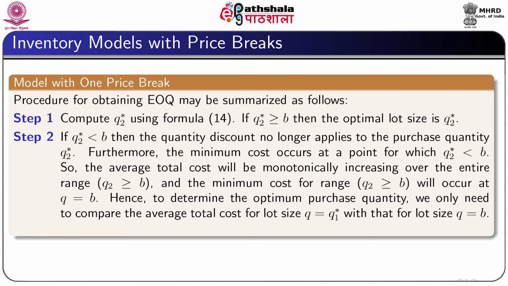Furthermore, the minimum cost occurs at a point for which Q2 star is less than B. So, the average total cost will be monotonically increasing over the entire price range, that is Q2 greater than or equal to B, and the minimum cost for range Q2 greater than or equal to B will occur at Q equal to B. Hence, to determine the optimal purchase quantity, we only need to compare the average total cost for lot size Q equal to Q1 star with that for lot size Q equal to B.